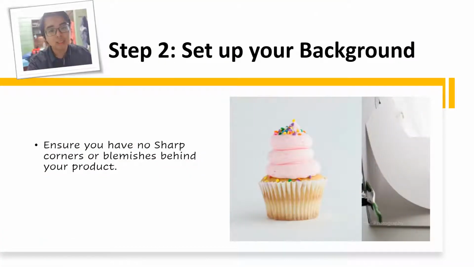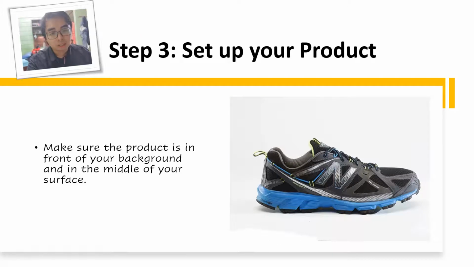Now the second is to set up your background. Whether you are using natural light and a backdrop or a light box or tent, you want to ensure that your background material is set up with a sweep. The idea is to ensure you have no sharp corners or blemishes behind your product, as seen in this example. Now the third is to set up your product. Once your lighting and backdrop are in place, it's time to place your product. You want to make sure that you put your product in front of your background before the sweep, of course, and in the middle of your surface. You also want to make sure that you have placed it or your light box on a stable, flat surface.